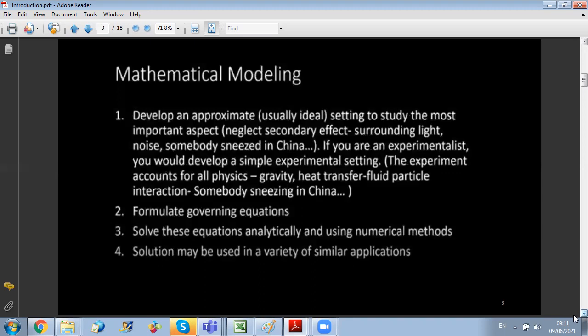Whenever we have to do mathematical modeling, we have 4 steps to follow. First, we should develop an approximate, usually ideal setting to study the most important aspect. What we mean by this is that in any problem, you might have a lot of secondary effects. But if you want to model all of these, you will have a very complex mathematical model. This is why, in general, when we talk about a mathematical model, we neglect secondary effects, for example the surrounding light, the noise, etc. While when you perform experimentation, all of these will be taken into account because it's real practice.